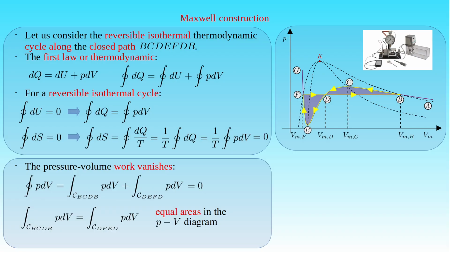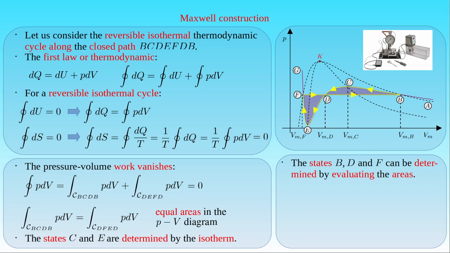Here the states C and E are determined by the isotherm for a given temperature, and the task is to find the states B and F, which also determine the state D by evaluating the equal areas of the two closed paths of the thermodynamic cycle.